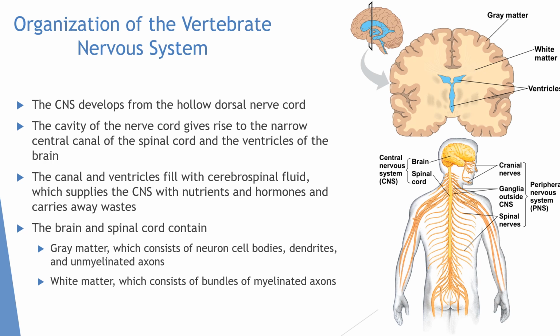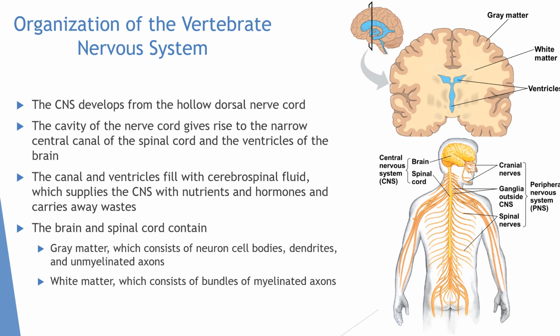Well, this cavity fills with cerebrospinal fluid, which supplies the CNS with nutrients and hormones and carries away waste. So it's a circulation system that helps process things, like blood, for example, through our body and things like that.